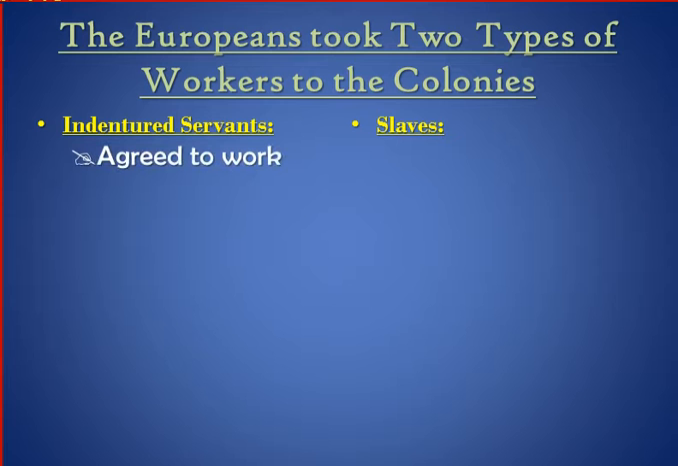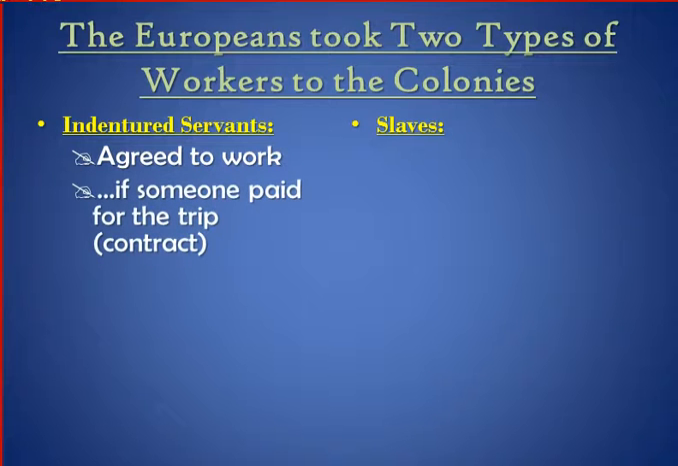Indentured servants agreed to work. So they were British, in Great Britain. Many of them were very poor at this time, and they would say to a ship owner or a land owner or someone who was wealthy, I will agree to work for you if you pay for my trip across the ocean. That's called a contract, when someone says, I will do something for this.